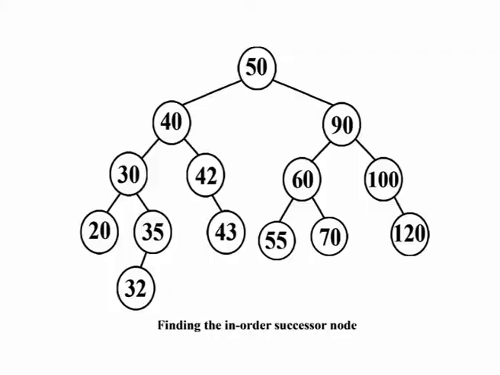Let us have a clear understanding by considering a binary search tree. To find the in order successor of node 50, move to the right child of 50. Here we move to node 90. From node 90, move to the extreme left node. Here the extreme left node is 55, which is the in order successor of 50. Also note that node 55 has no child.